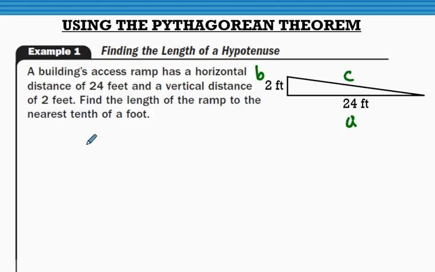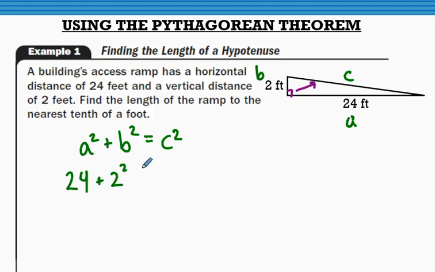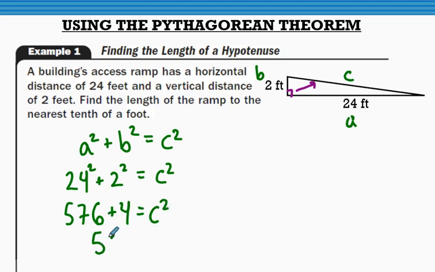So I know A squared plus B squared equals C squared. In this case, A could be 24. Which one you call A and B doesn't matter, but C has to be the longest side. The longest side is always directly across from the 90-degree angle. So 24 squared plus 2 squared is equal to C squared. Then I type in the calculator 24 squared. I get 576 plus 4 is equal to C squared. That's going to make 580.